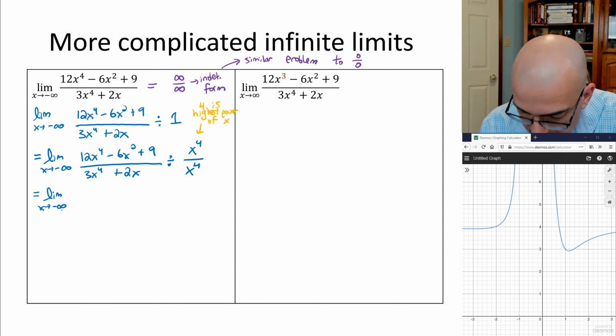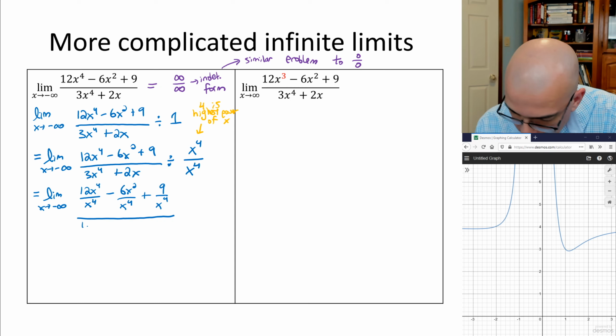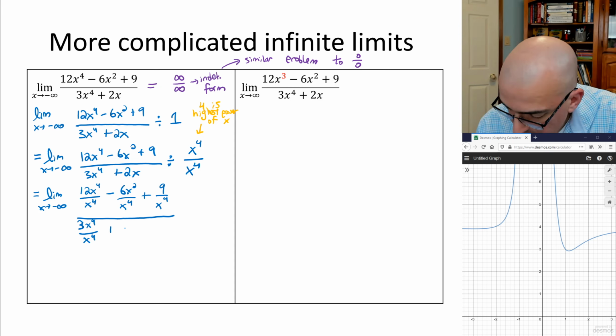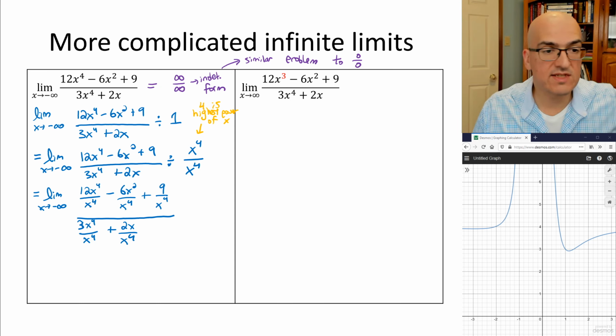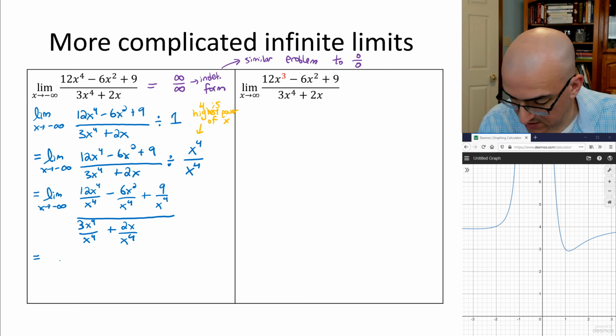As x approaches minus infinity, I have 12x to the 4 over x to the 4 minus 6x squared over x to the 4 plus 9 over x to the 4, all divided by 3x to the 4 over x to the 4 plus 2x over x to the 4. Okay, next step is I'm going to use the laws of exponents to simplify these. x to the 4 over x to the 4 cancels. x squared divided by x to the 4 gives me 1 over x to the power of 2. 2x over x to the power of 4 gives me 2 divided by x to the power of 3. So I'm going to do all those cancellations.